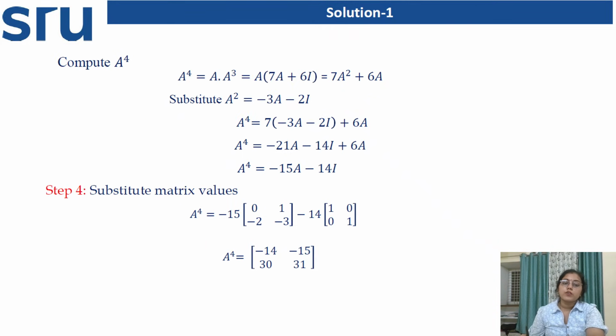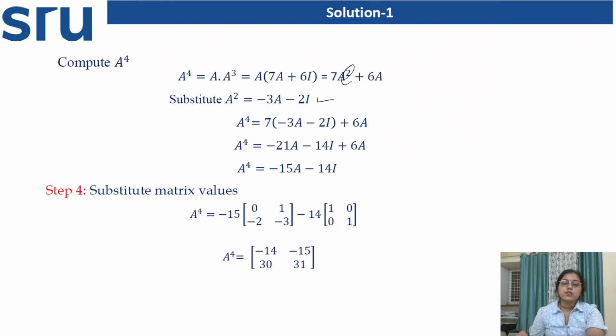So to compute A to the power 4, you have to multiply A with A cube. In the previous step, we discussed how to find A cube. So write the value of A cube here. When you calculate 7A into A, that is 7A square, plus 6I into A, that is 6A. Substitute A square, this value, in the place of this. So you get 7 into minus 3A minus 2I plus 6A. So A to the power 4 is equal to nothing but minus 21A minus 14I plus 6A. When you solve this, you get A to the power 4 is minus 15A minus 14I.